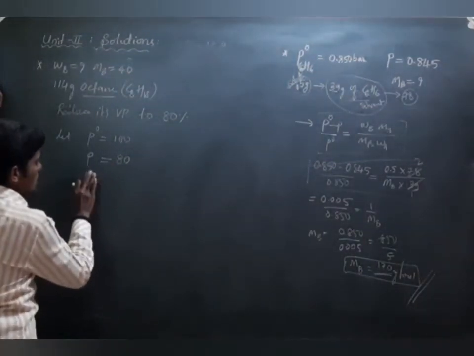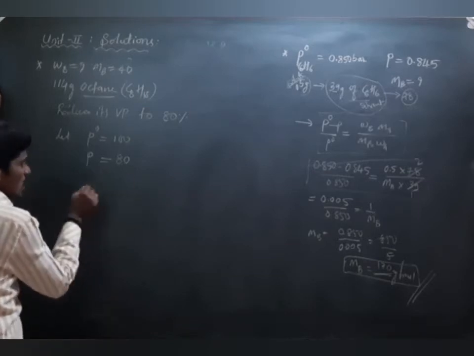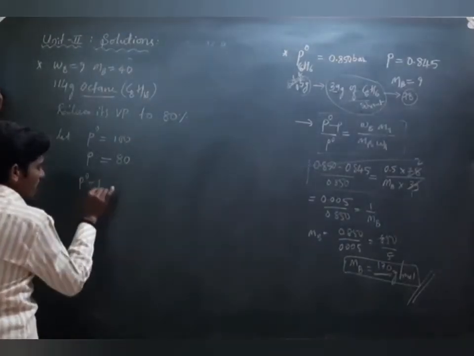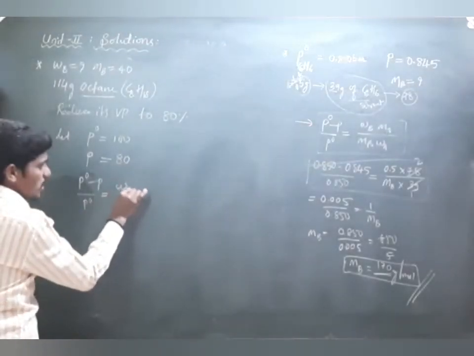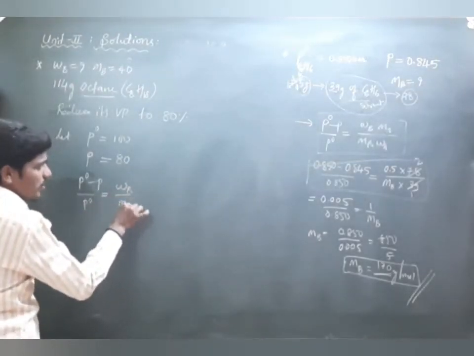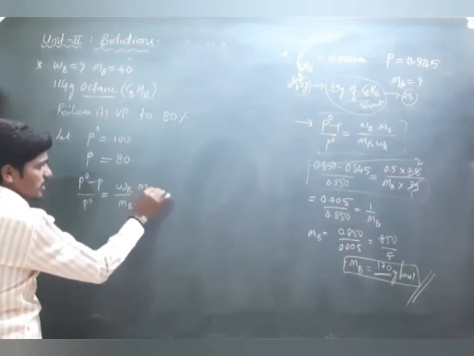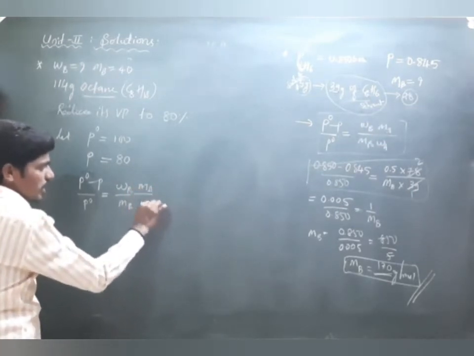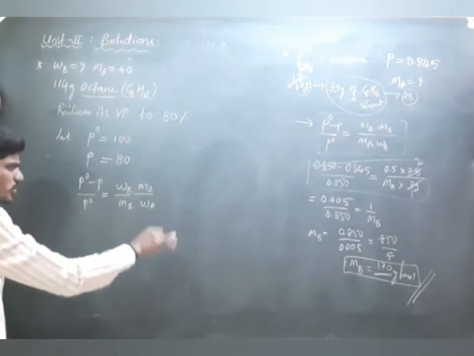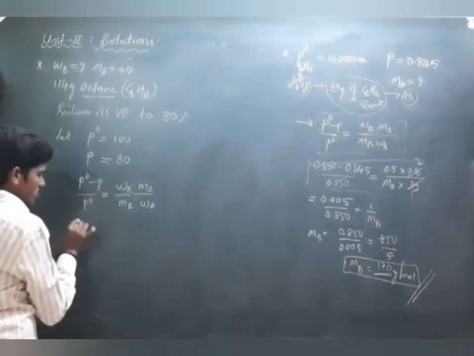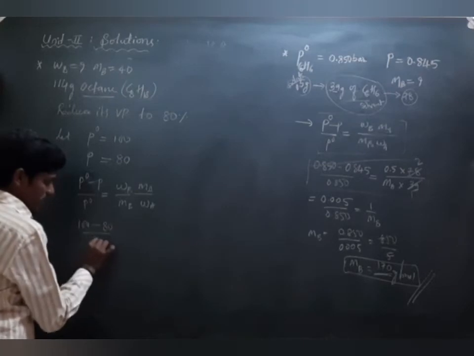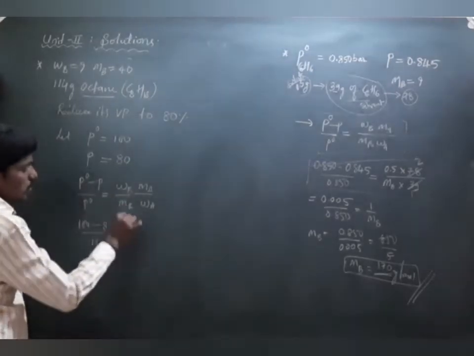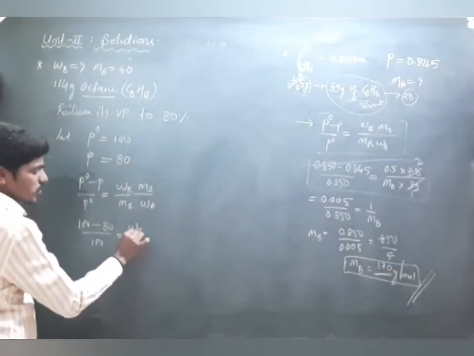WB. So what are the requirements now? Apply the formula: P naught minus P by P naught is equal to WB divided by MB, times MA divided by WA. Substitute and simplify. P naught is 100, minus 80, divided by 100, is equal to WB, which is unknown.